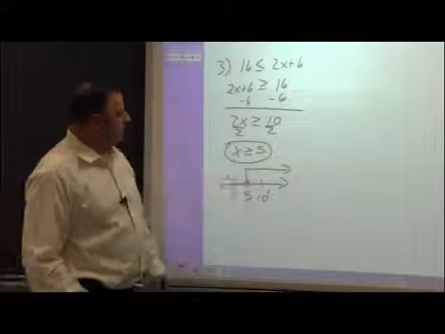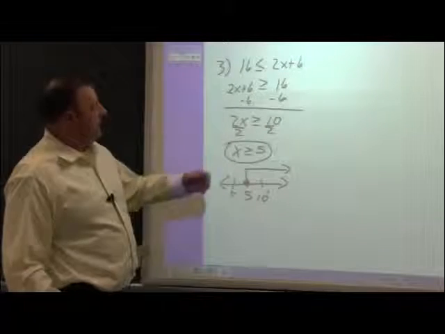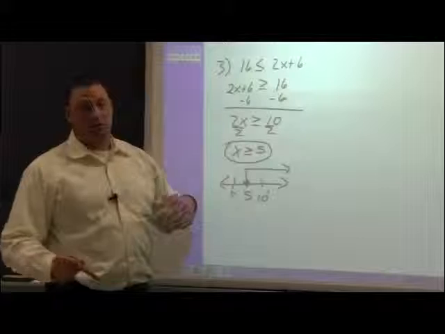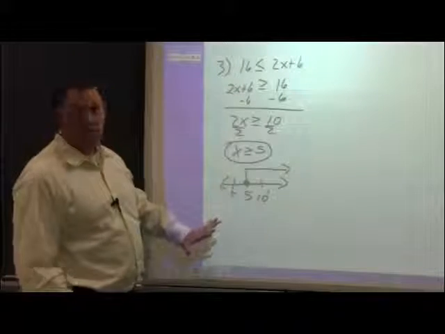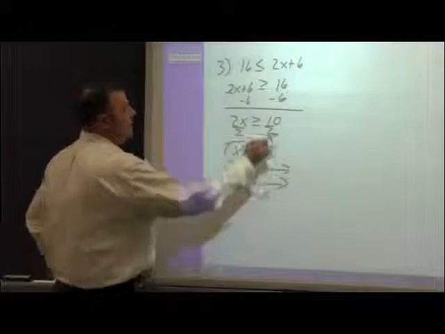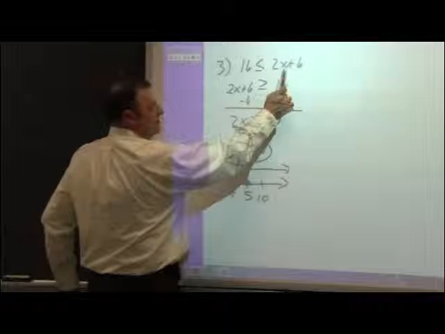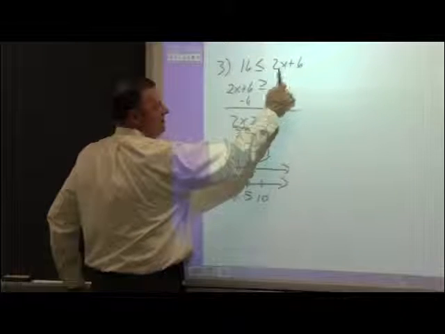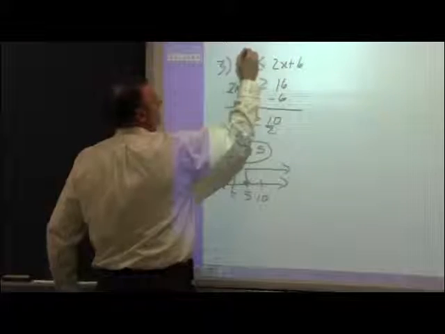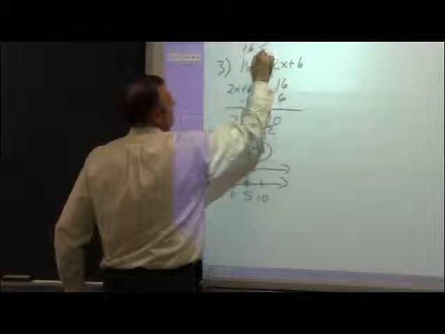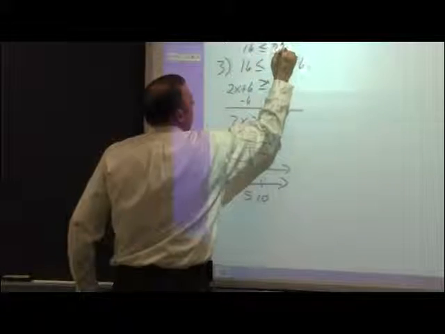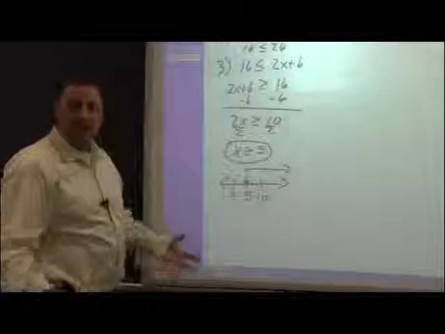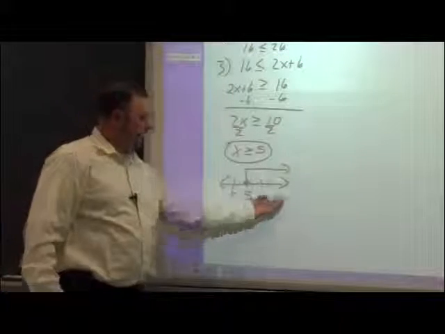Would 10 make this inequality happy? Put 10 in here. Go to the very original. Don't trust any work in between, you could have made mistakes, so go back to the very original. Put 10 where the x is. 2 times 10, 20. Plus 6, 26. So here's what it would be: 16 is less than or equal to 26. Is that a true statement? Yes, it is. It would tell you you did switch the inequality correctly.